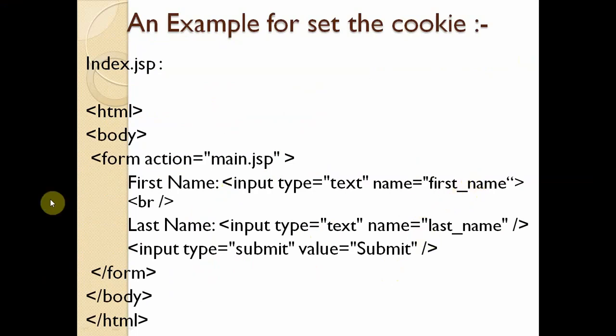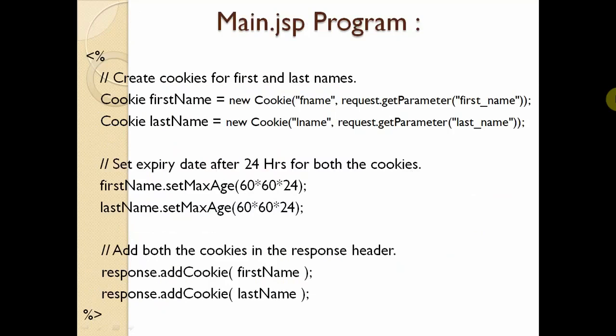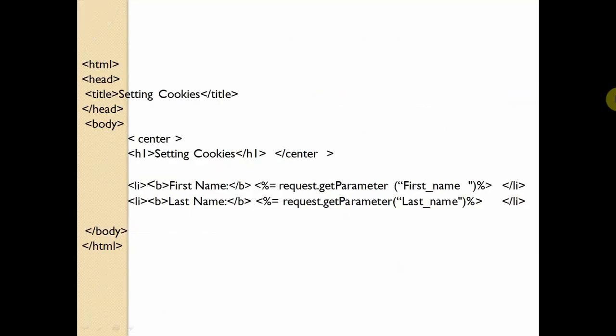So suppose we have two text boxes, one for first name and second one for last name, and we have one button. When we click on the button, this action will be activated and main.jsp will start running, and this is main.jsp. This is the part of the main.jsp program.